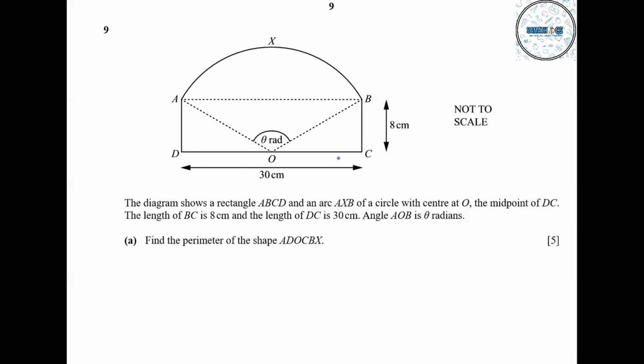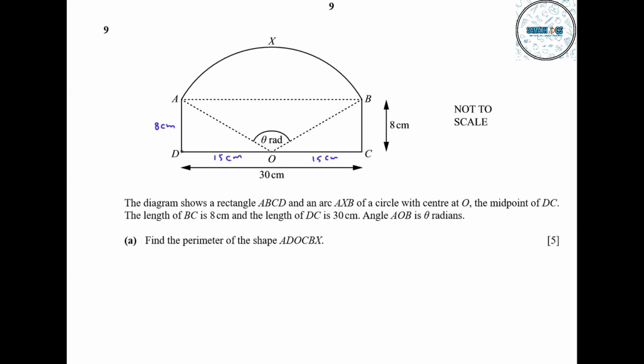If this is 30 centimeter and they are saying that O is the midpoint of DC, so it means that this is 15 centimeter and this is also 15 centimeter, right? And then BC is 8 centimeter. If this is 8 centimeter, this is also 8 centimeter because it is a rectangle. By using these two values, we can find out this radius of the circle, which is having center as O and AB is an arc of that circle.